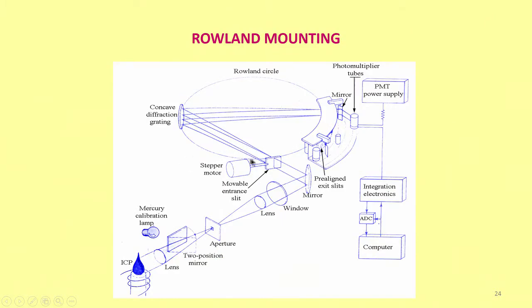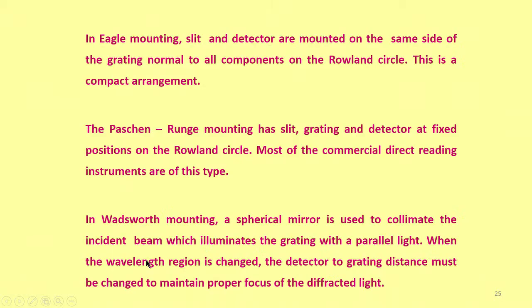So, another mounting, that is Paschen-Runge mounting, has slit, grating and detector all at fixed positions along the Rowland circle. That means, I can have one slit and detector here, another slit and detector here, another here, another here. That means, I can fix 4 or 5 slit and detector arrangements along the Rowland circle. That means I can collect different wavelengths from the same plasma belonging to different elements. That means multi-element analysis is possible if I use Paschen-Runge mounting. That means I can do simultaneous analysis, one shot, one plasma application.